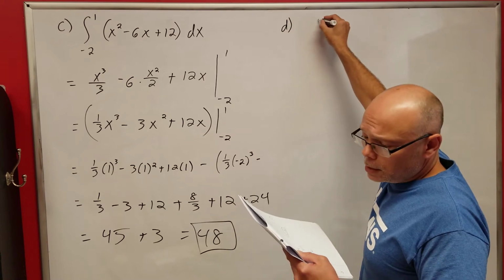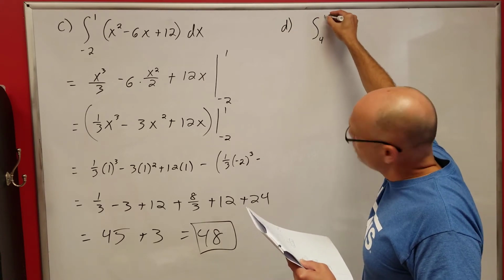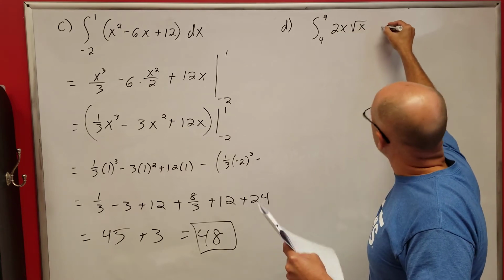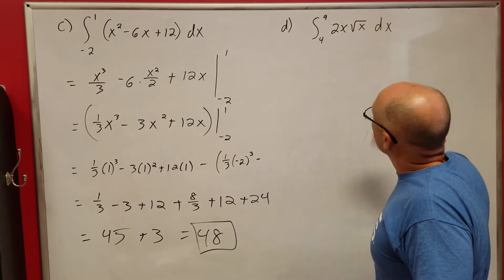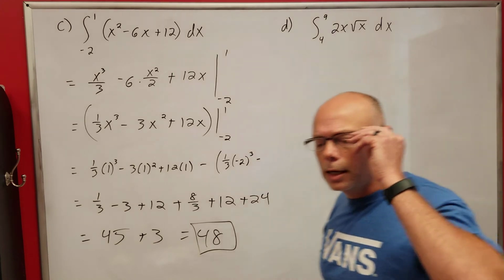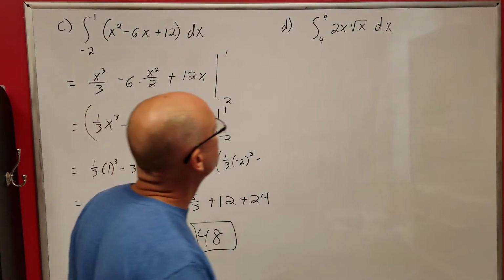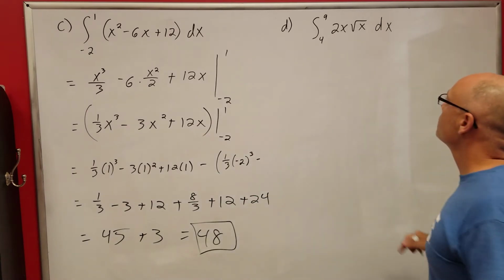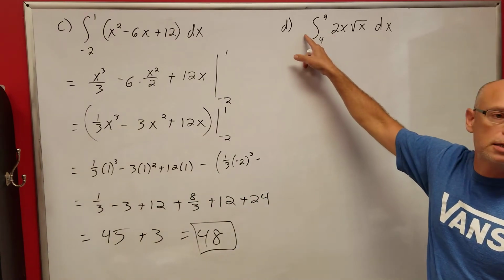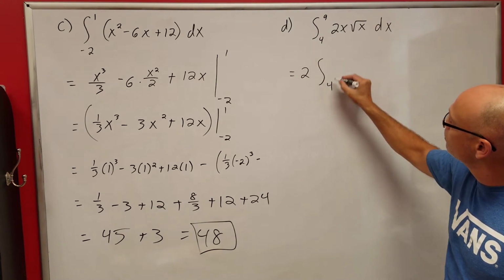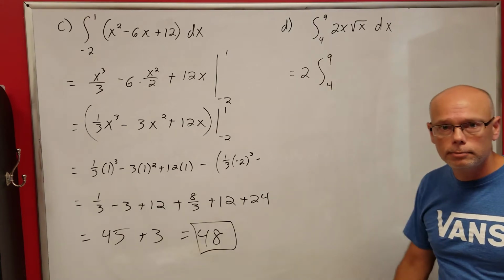So if I look at part D, I have the integral from 4 to 9 of 2x square root of x dx. Oh, got a nasty square root. Is that going to bug us? Absolutely not. First thing I'm going to do is pull this 2 to the outside of my integration symbol and write this as the integral from 4 to 9 like that, okay?